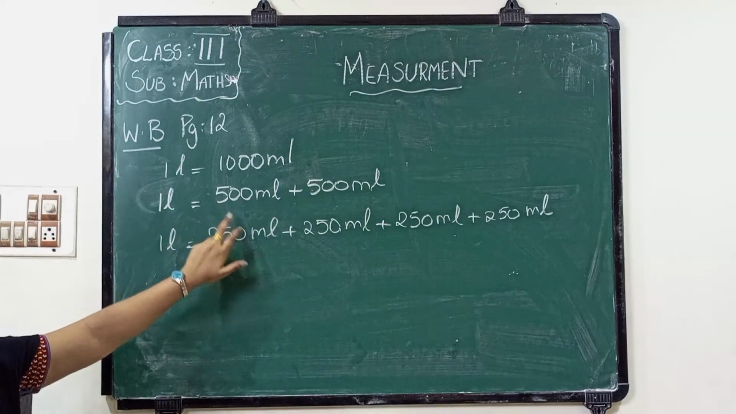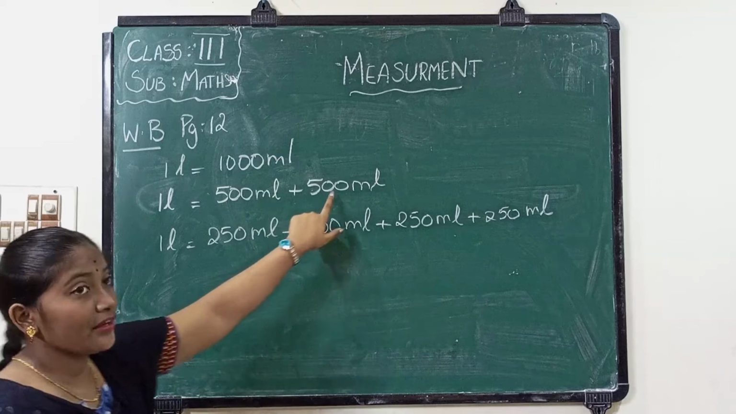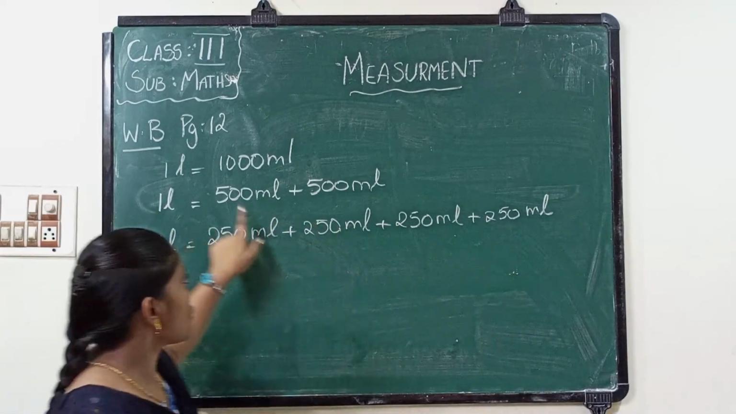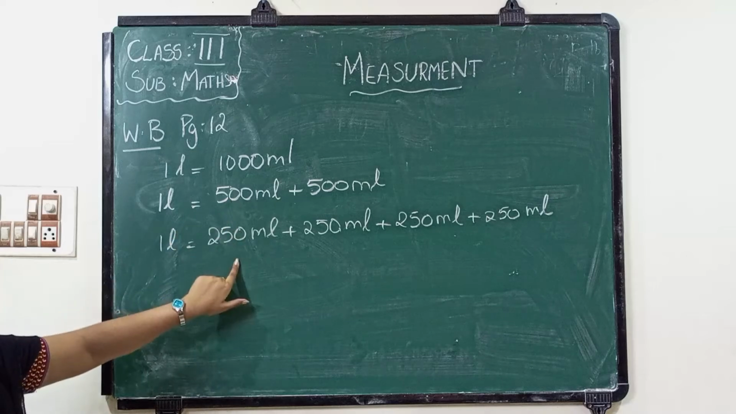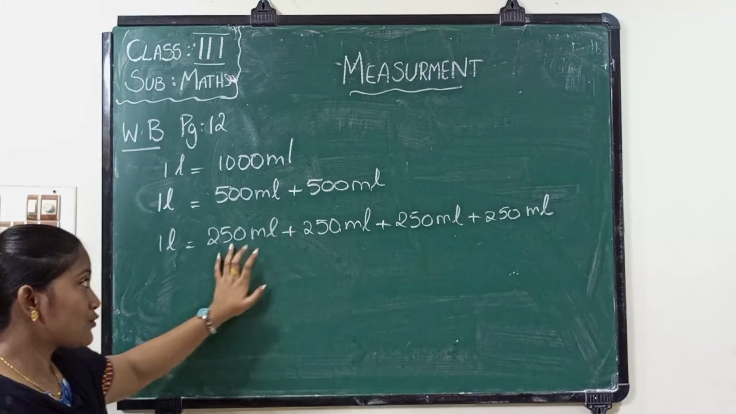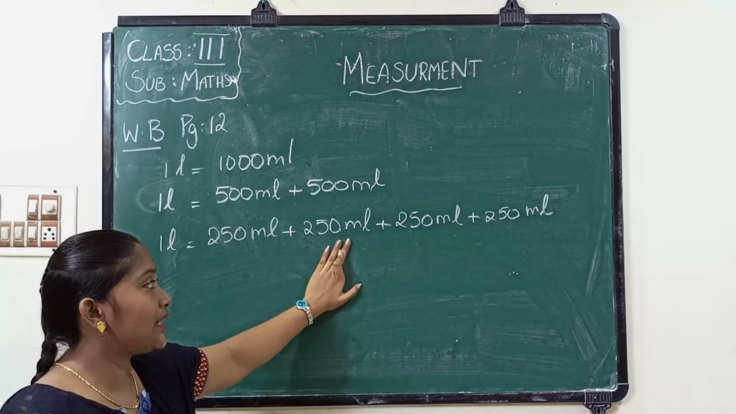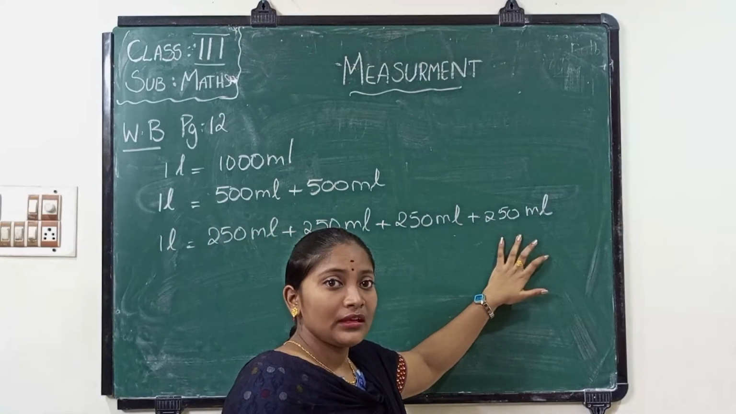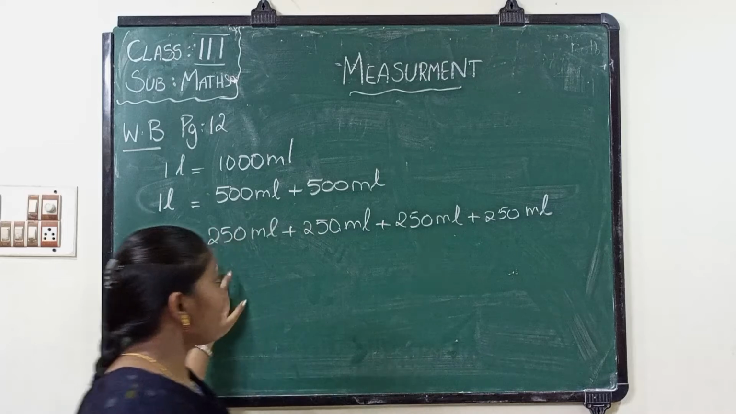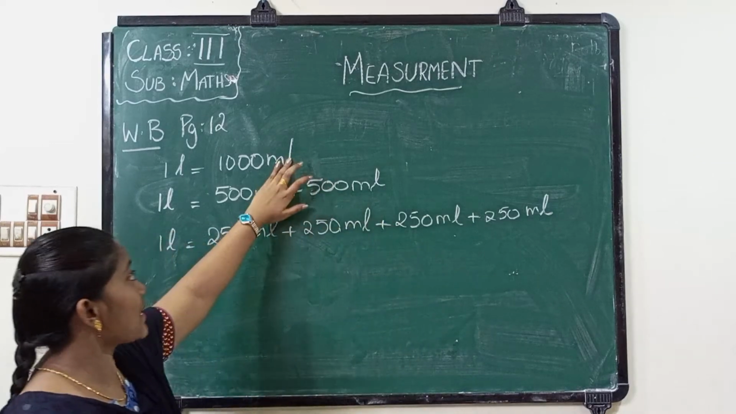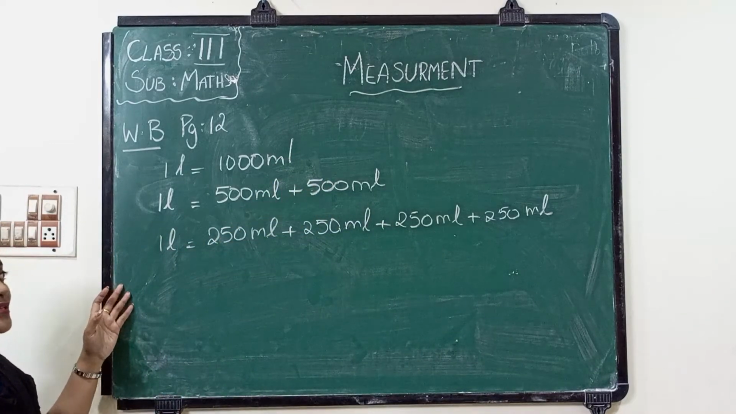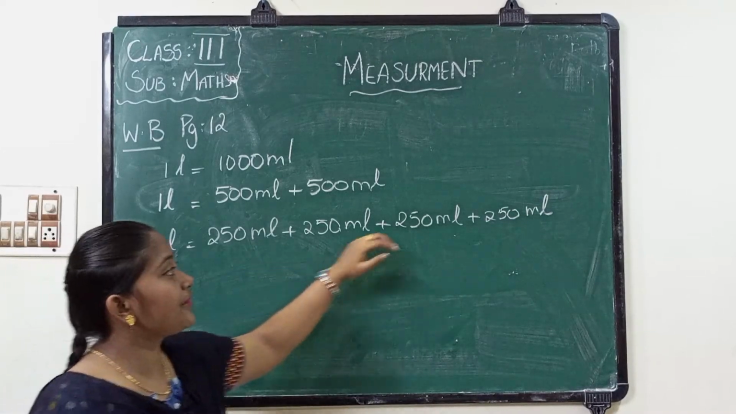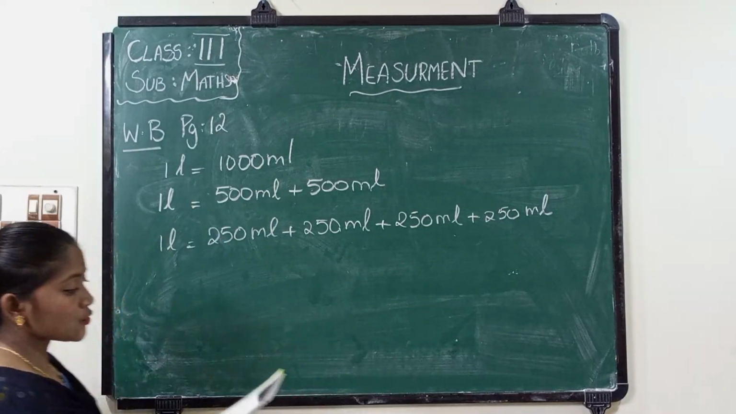I can split 500 into two 250s. Here 500 is split into 250 ml, so 500 ml is equal to 250 plus 250. 250 ml plus 250 ml is 500 ml, and 250 plus 250 is again 500 ml. So 500 ml plus 500 ml is 1000 ml. So 1 liter is equal to four 250 ml. Next one.